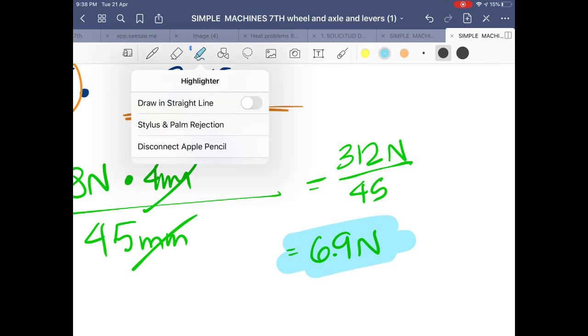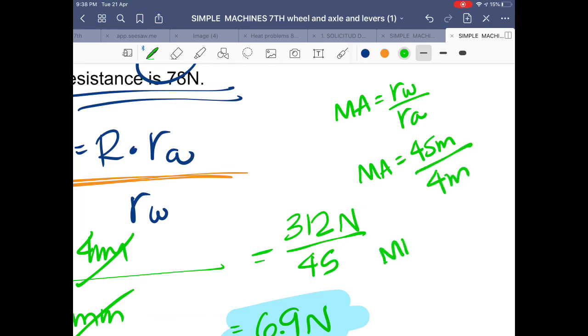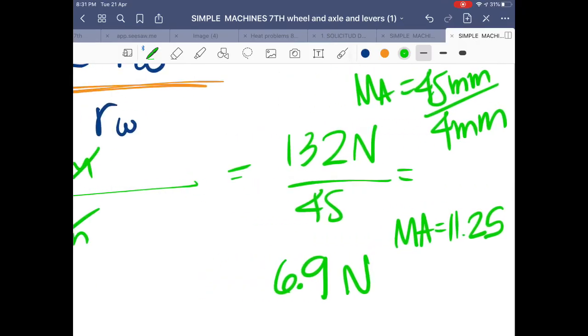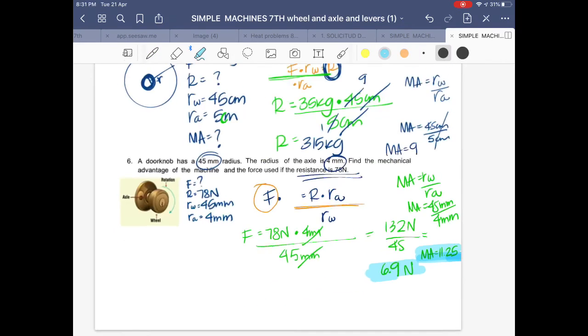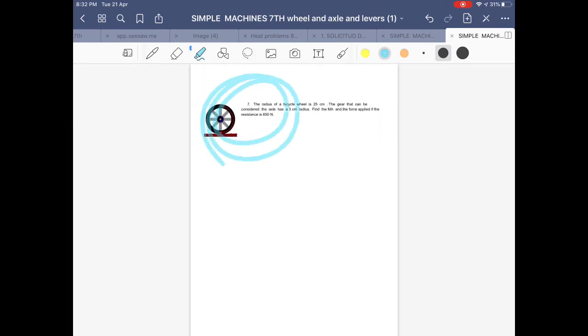And then you find your mechanical advantage, equals radius of the wheel divided by radius of the axle. 45 millimeters divided by 4 millimeters. Mechanical advantage equals 11.25. And these are your two answers, okay? Try to do number 7 by yourselves.